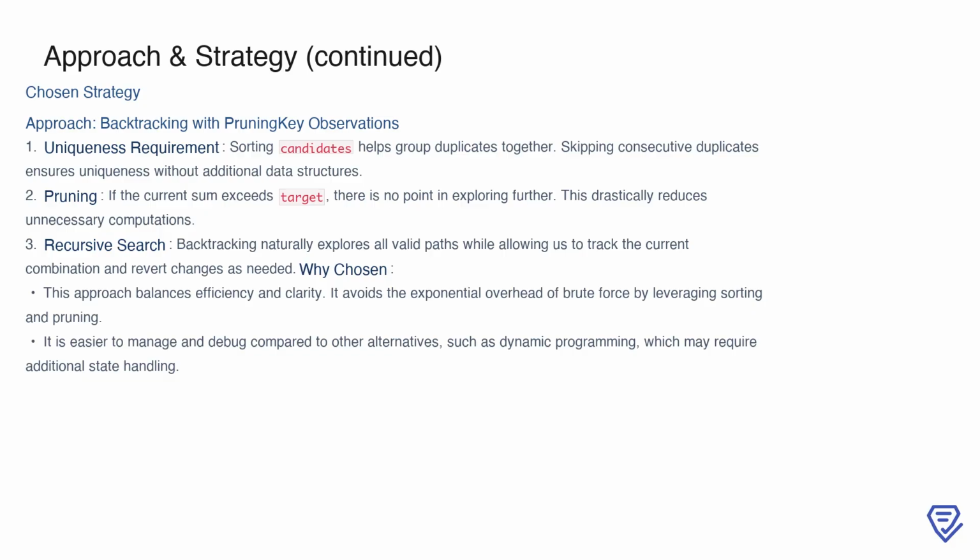Second, pruning is a critical optimization. If the current sum exceeds the target, we can stop exploring further, saving significant computation time. Lastly, backtracking provides a natural way to explore all valid paths while maintaining the current combination and reverting changes as needed. This balance of exploration and pruning makes backtracking both efficient and manageable.